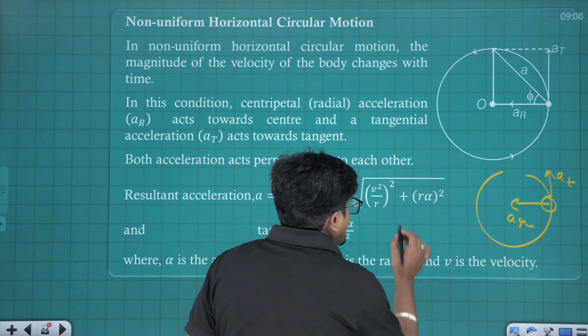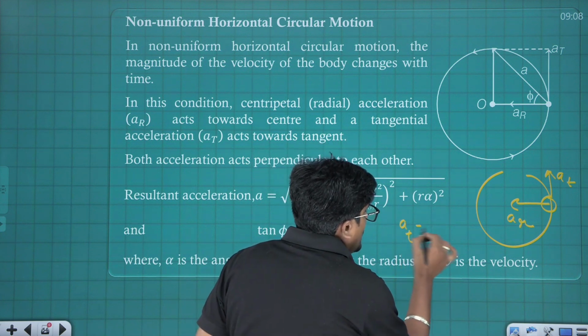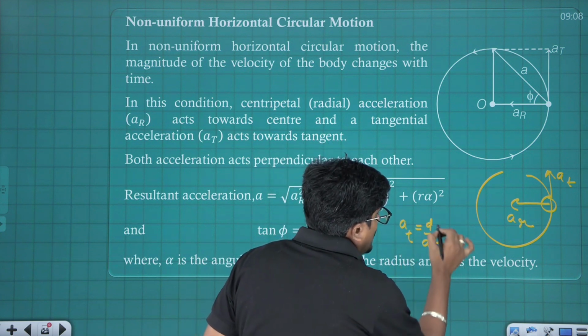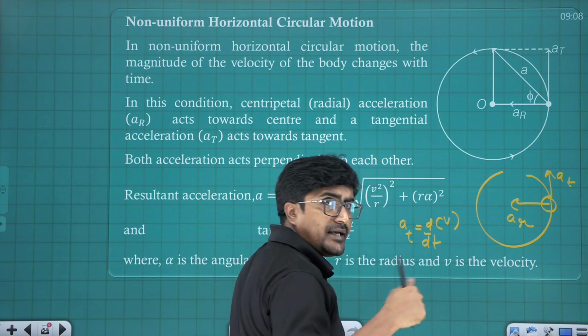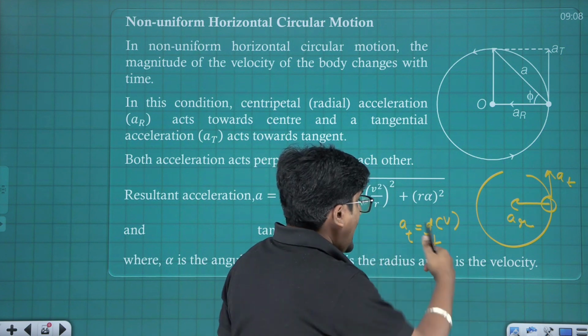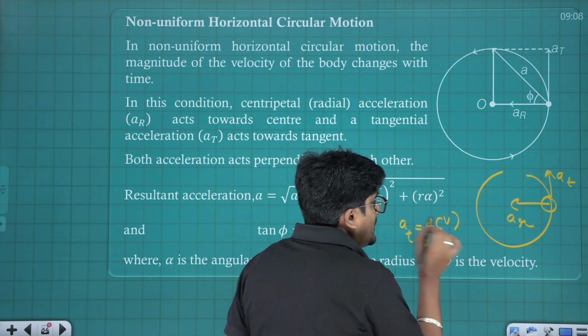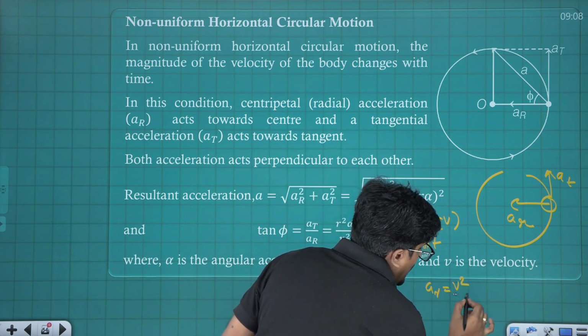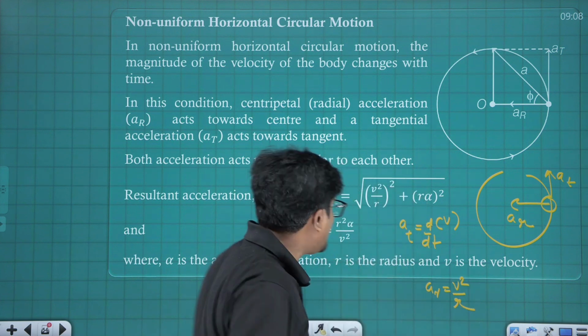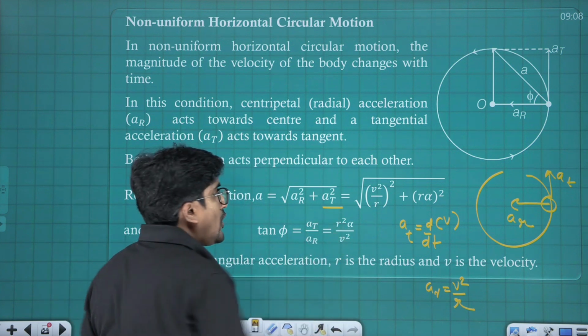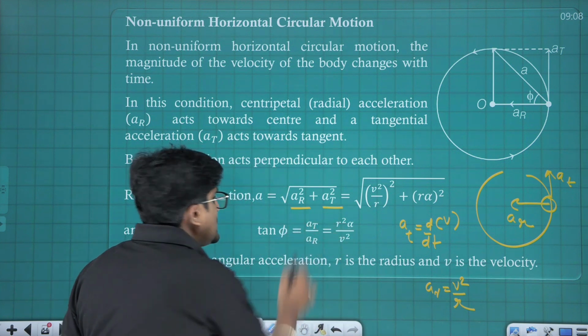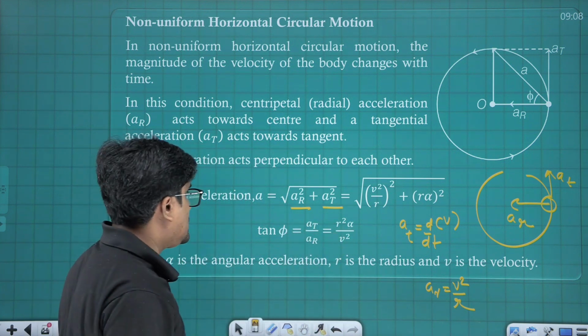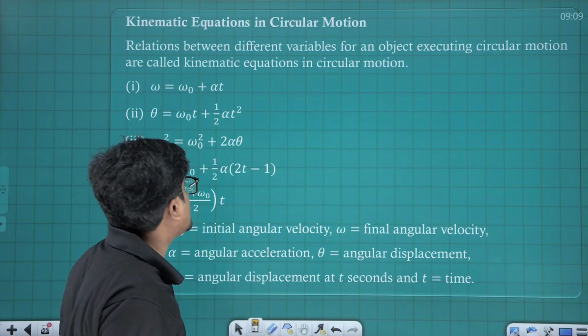Now tangential acceleration a_t is dv by dt, the rate at which the speed is being changed. And radial acceleration a_r, if v is the speed at any time, is v square by r. And the resultant acceleration is the square root of the square of tangential acceleration plus the square of radial acceleration. That is the resultant acceleration experienced.